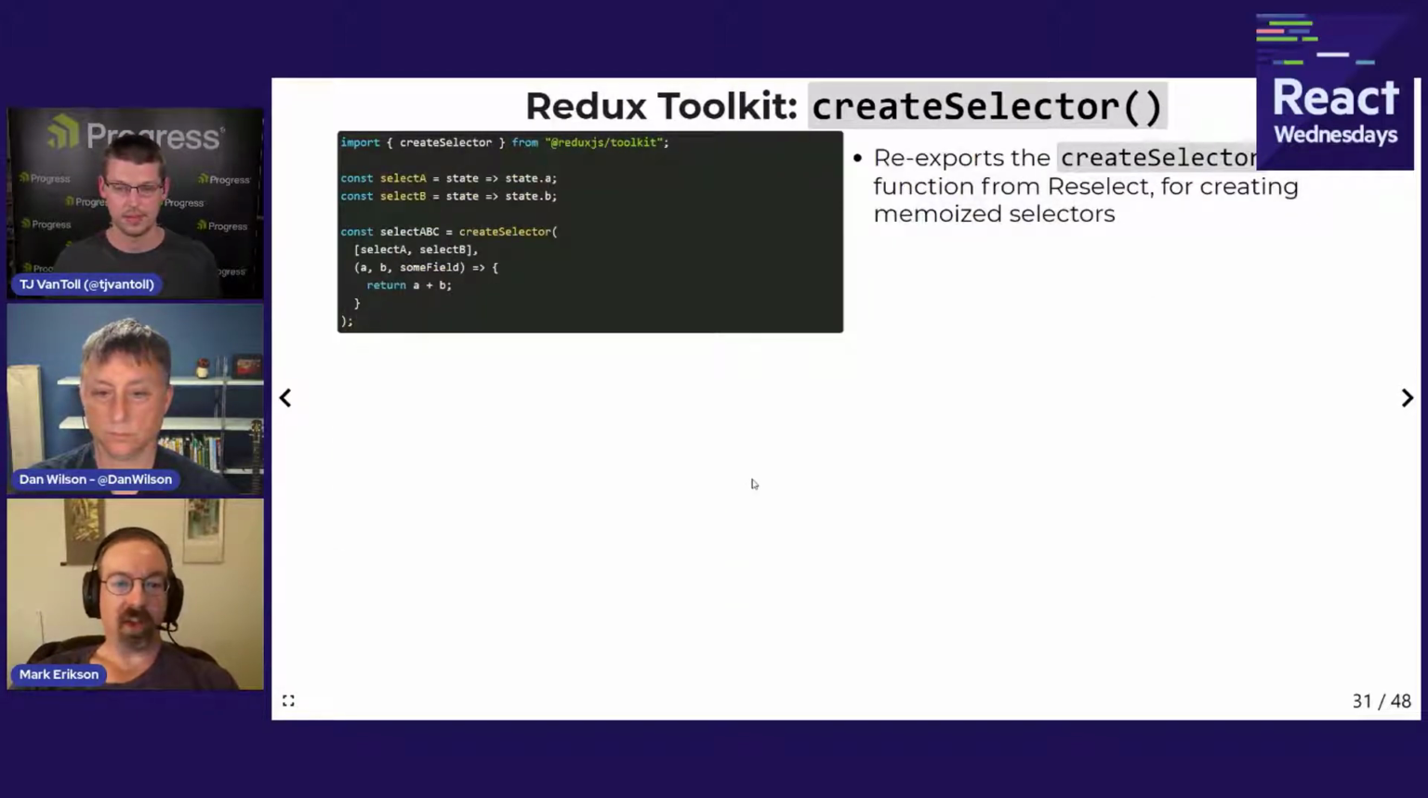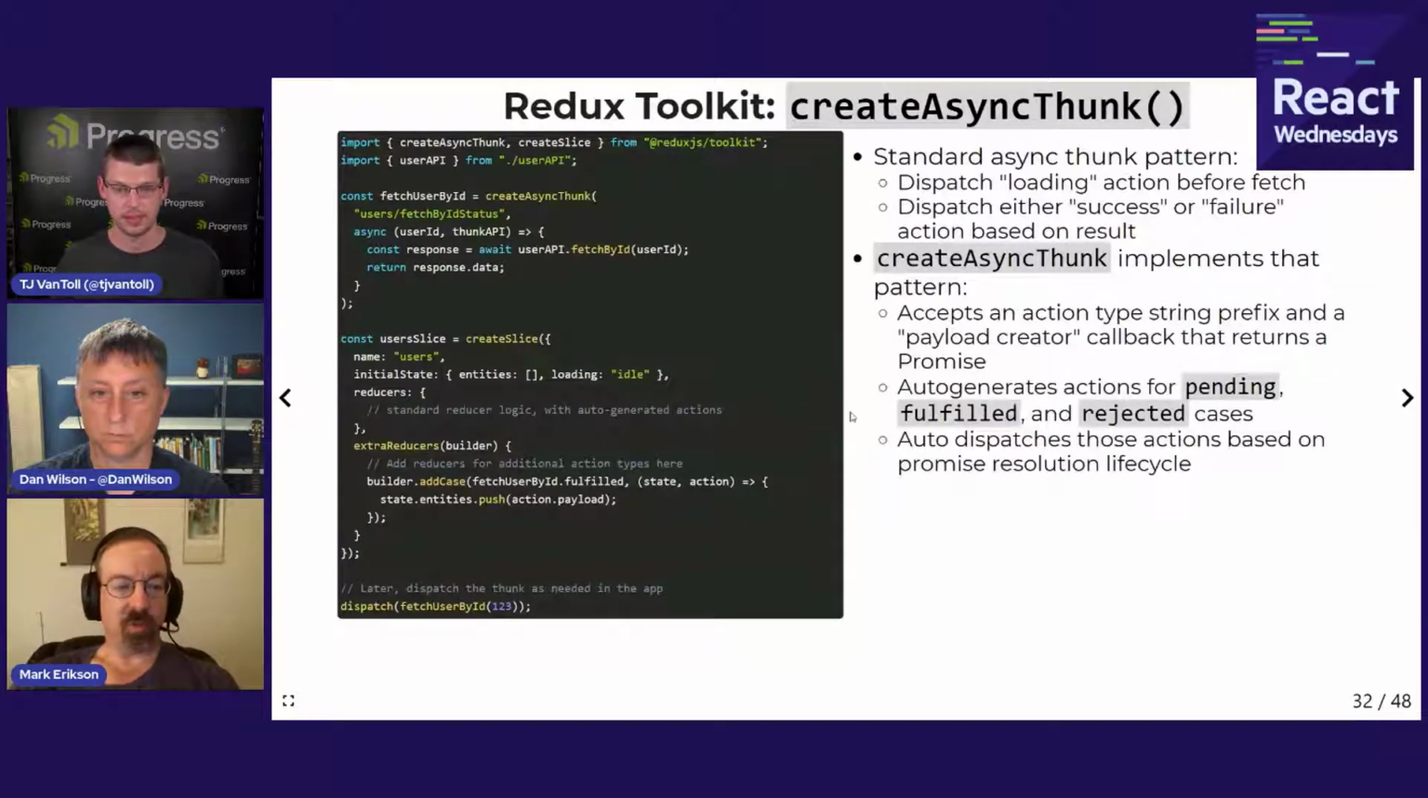Now, we also have a few other things in here. Most Redux apps use the Reselect library to generate memoized selector functions for reading data from the store. So we just re-export that same API. We also have a specific API called createAsyncThunk.